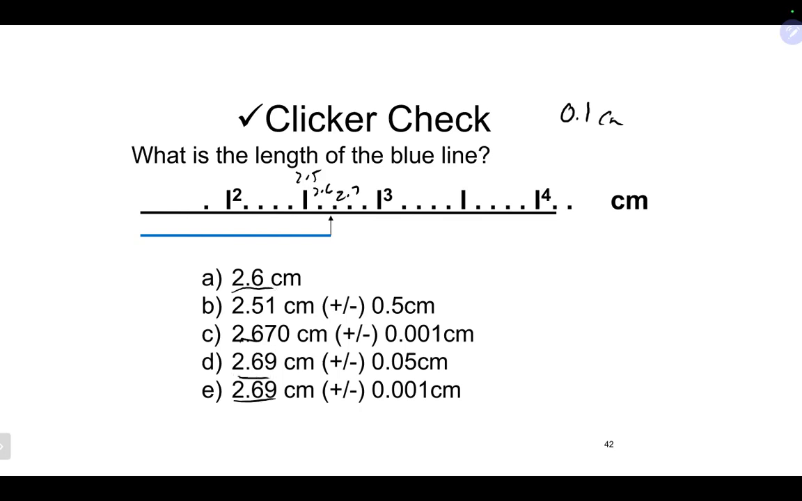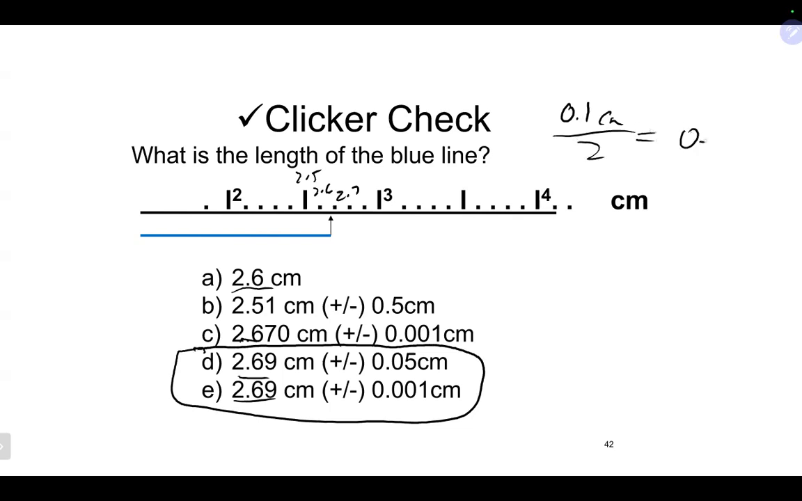or this guy. Is 2.6 the right one? No, because we have the ability, right, to go really one more place to the right. So we should be looking for something with 2 decimal places that has 2.6. So that would be these two. And if we did our precision by dividing this by 2, it is going to give us our 0.05. So it looks like D there would be our correct answer.